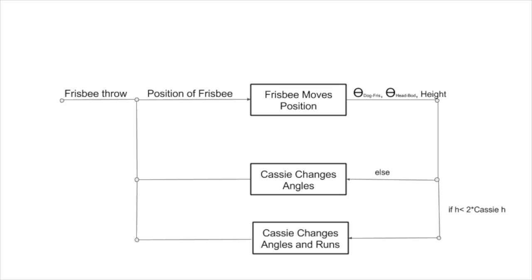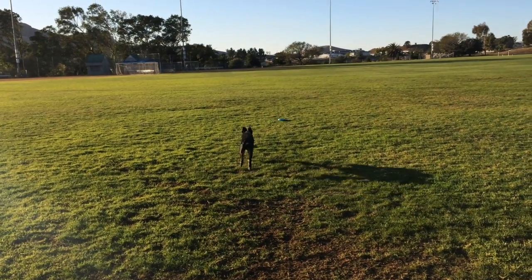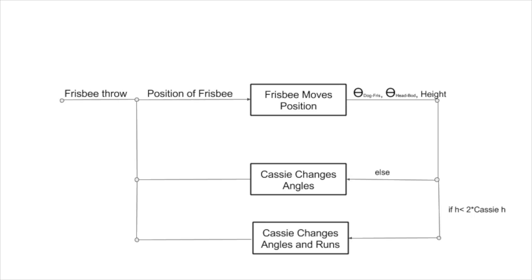If the dog chases the frisbee, the dog will constantly adjust both these angles. This is our controlled feedback loop. We expected a dog chasing a frisbee to be a fairly simple dynamic system, with the dog constantly trying to minimize theta head bod and theta dog frizz.